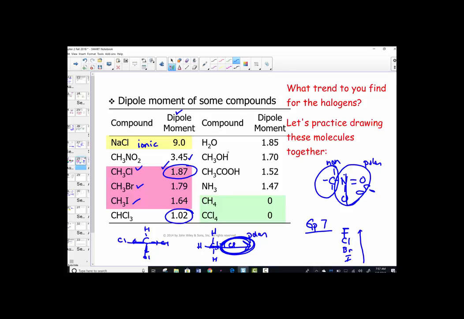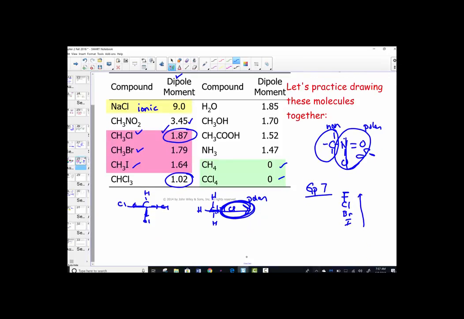Here we have some OH bonding, water, methanol, and a carboxylic acid. We can see the trend here. And then, of course, completely symmetrical molecules, 0. So when we think about, is it polar or not, I think symmetry.